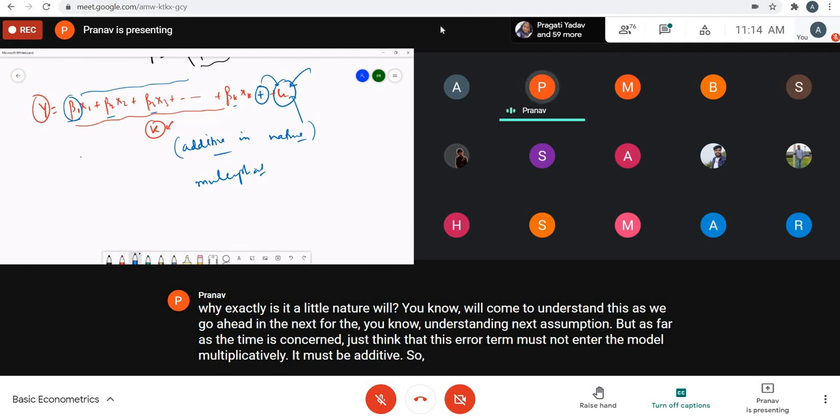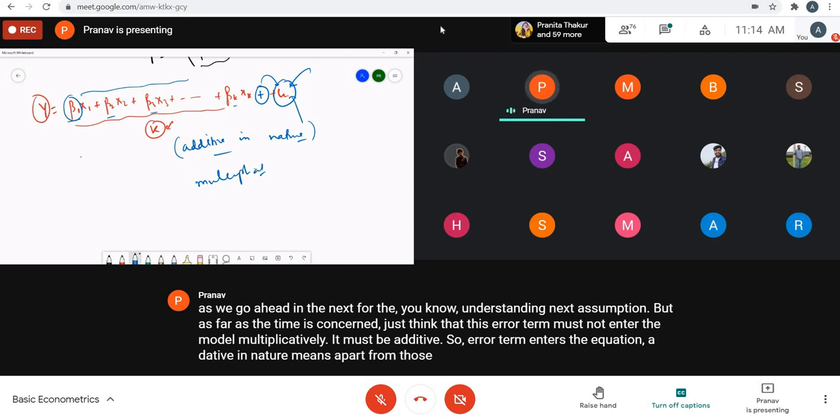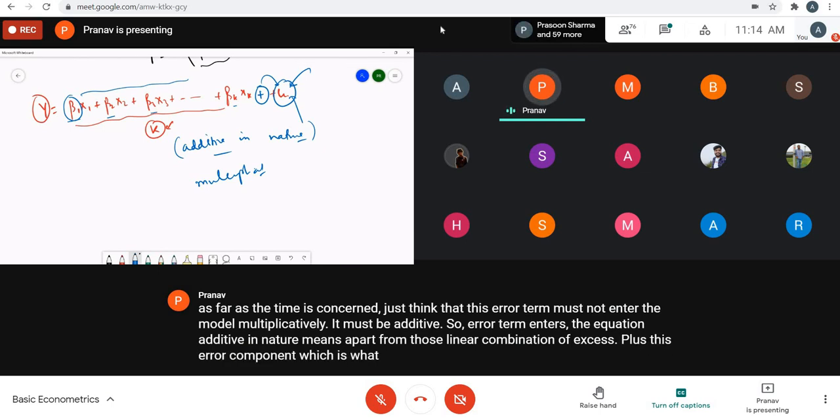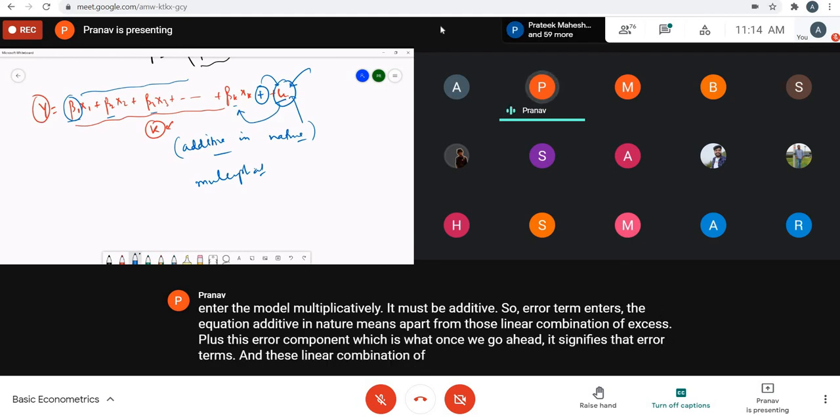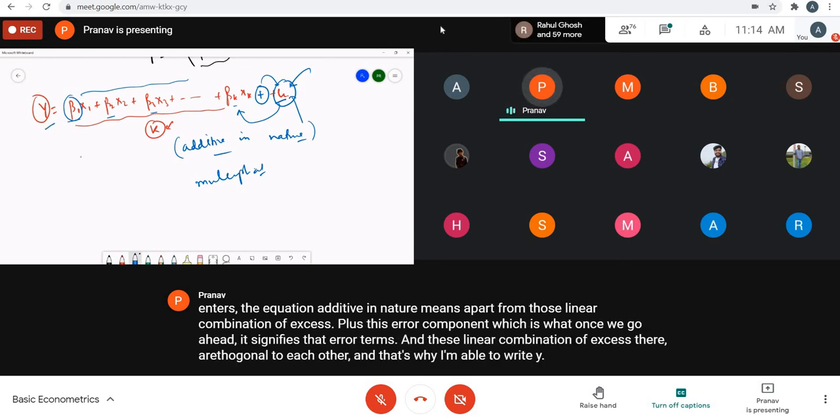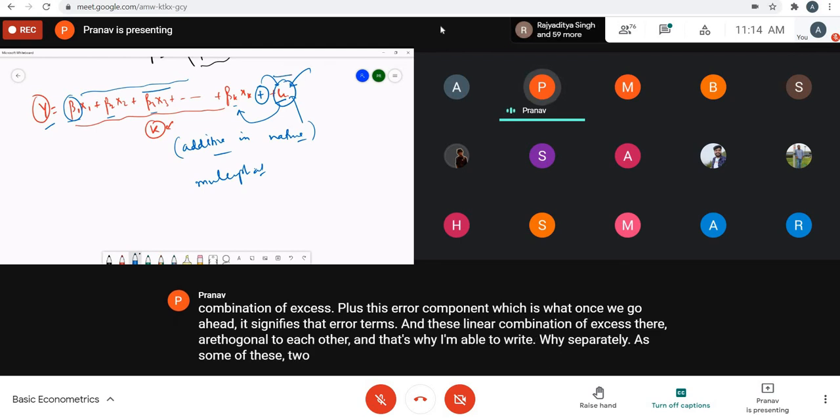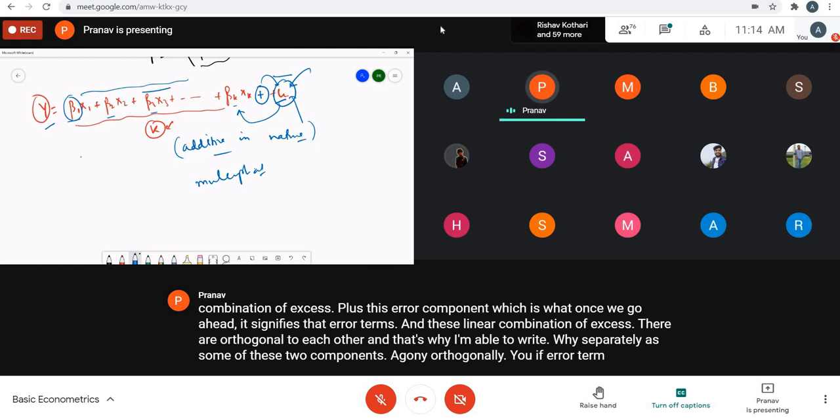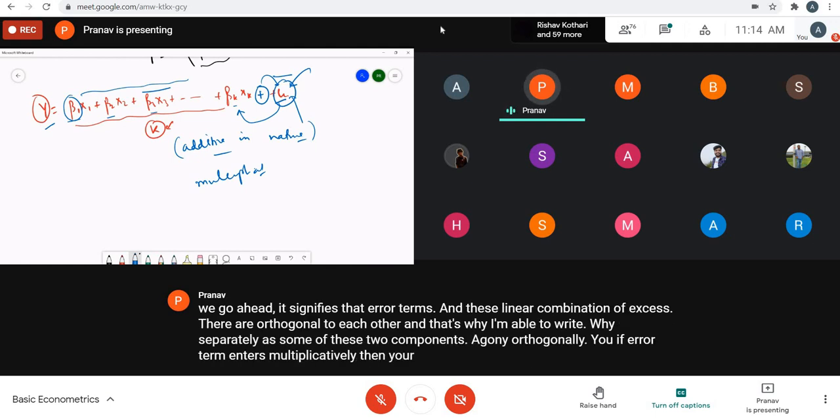Error term enters the equation additively, which means apart from the linear combination of x's, plus this error component. Once we go ahead, it signifies that the error term and this linear combination of x's are orthogonal to each other, and that's why I'm able to write y separately as the sum of these two components. If these were not orthogonal, if the error term enters multiplicatively, then your assumption of linearity goes for a toss.